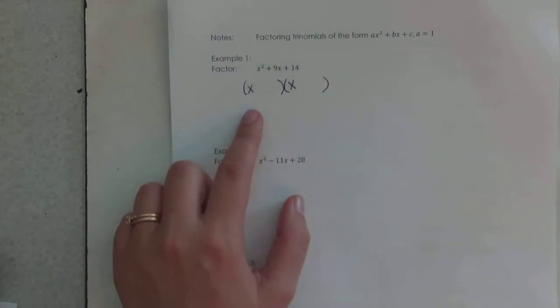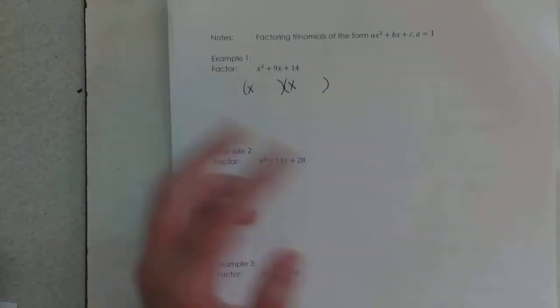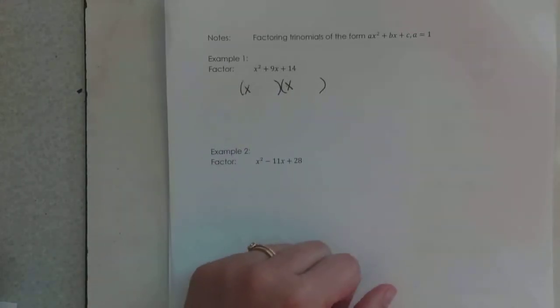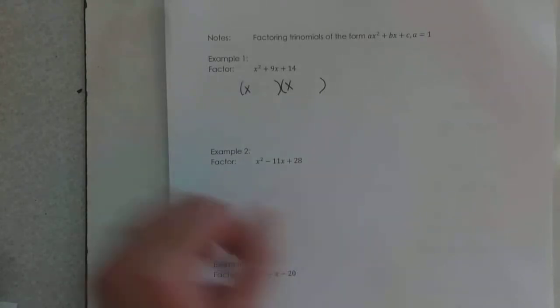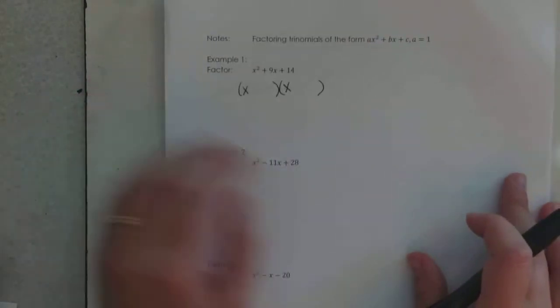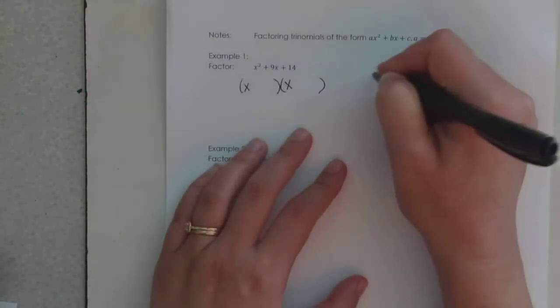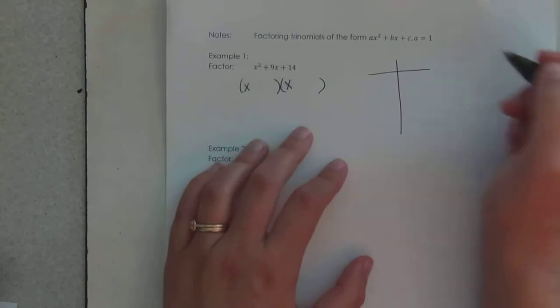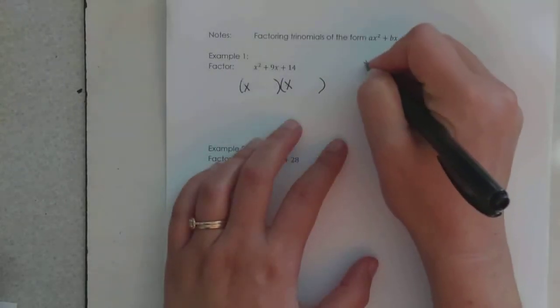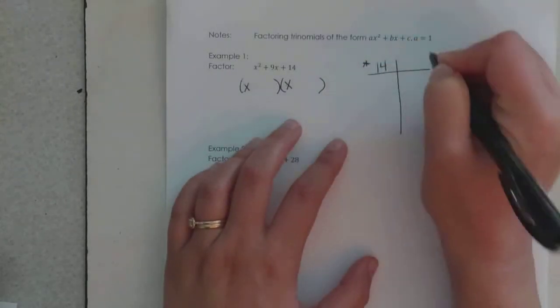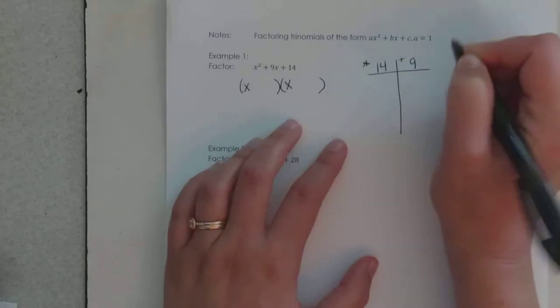There are lots of different methods that are taught to factor. If you remember one of those methods that you learned in a different class and you like that better than my method, by all means, use that method. I will not be offended. What I do is I make a T-chart. Looks like a T. So I want two numbers that multiply to 14 and add to 9.